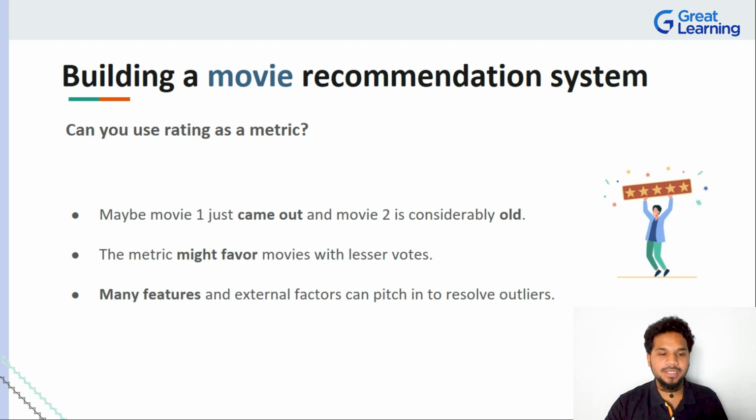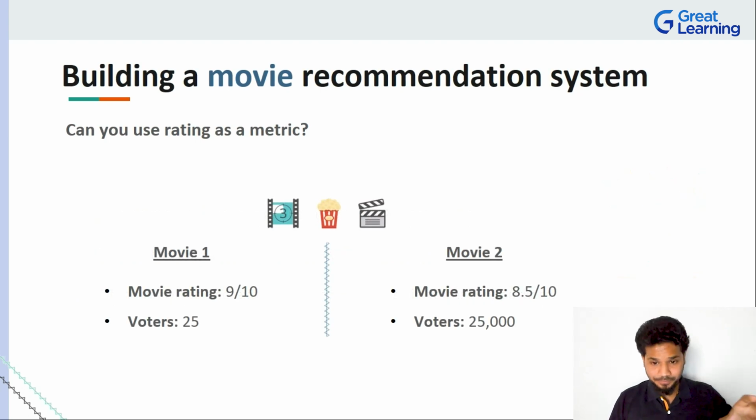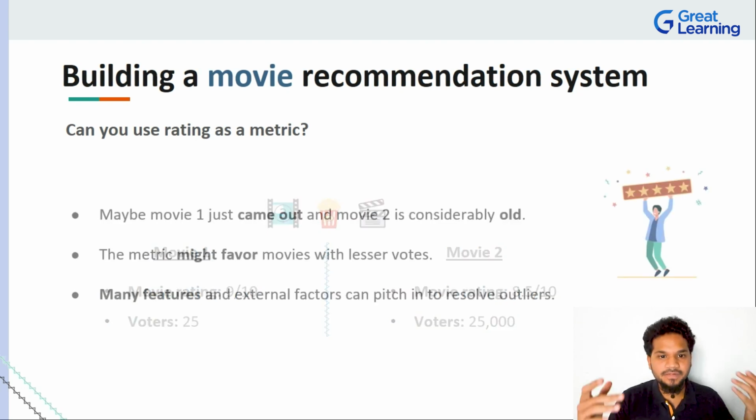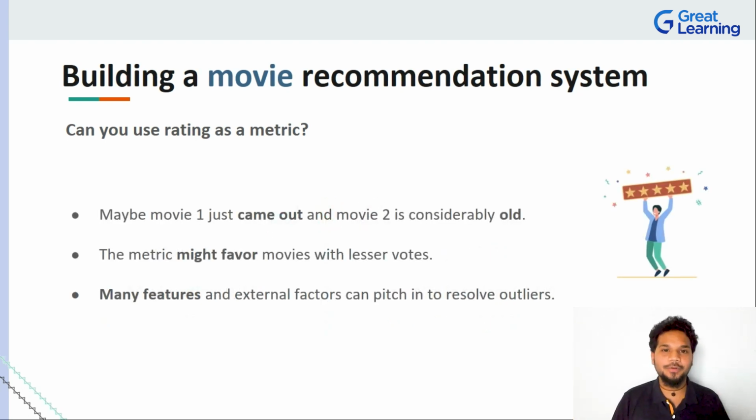We want accuracy. But there is a metric which might favor movies with fewer votes, thinking that a movie which has a 9 out of 10 rating and 25 voters is a million times better than a movie which has an 8.5 rating given by 25,000 people. Does that make sense to you? The first thought you might have is, no. Of course, if it doesn't make sense to you, now think about teaching a computer how to do it.